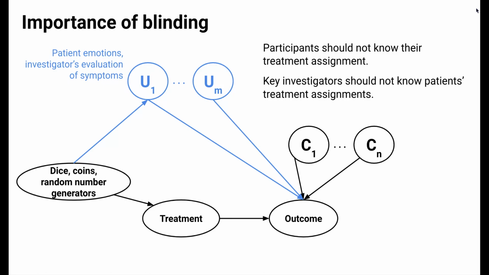Graphically, this introduces an arrow from the randomization device to these emotion and subjectivity variables, which reintroduces confounding. The randomization device is now a common cause of treatment and outcome through the pathway going through patient emotion and investigator subjectivity. This is why blinding is crucial in randomized trials.